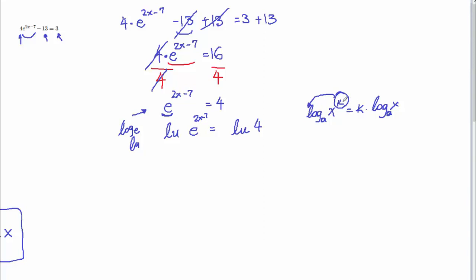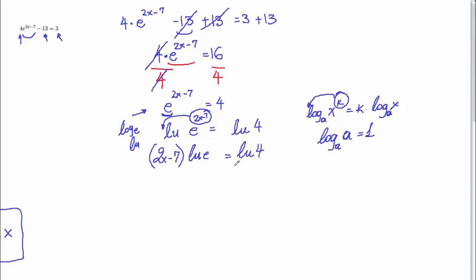This has two side effects. The first is that I move the x from the power, from the exponent, down to the equation. And the next is that I will be left with ln of e, that the next rule of logarithms tells me is equal to 1. So from the power rule, I bring the exponent down here, and I have 2x minus 7 times ln of e equals ln of 4.